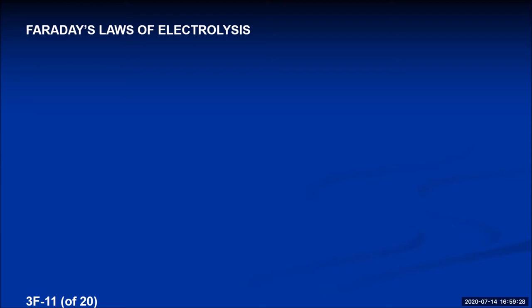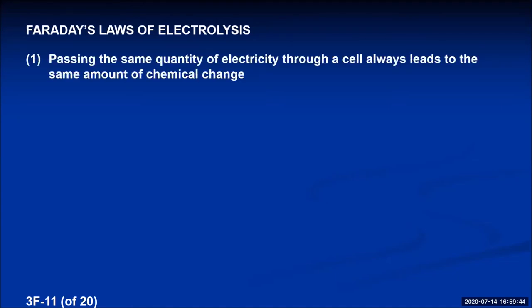We've learned about moles and we've known about moles for a long time, but it wasn't until around 1900 that we knew a mole was actually 6.022 times 10 to the 23rd atoms. But it was actually Faraday's laws of electrolysis that allowed chemists to first calculate the numerical value of Avogadro's number. Of Faraday's two laws, here's number one. Passing the same quantity of electricity through a cell always leads to the same amount of chemical change.